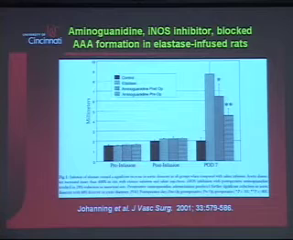And they were able to show that when they gave their mice aminoguanidine either postoperatively or, even more impressively, preoperatively, they could reduce the formation of aneurysms in elastase-infused rats. And that was the first report.